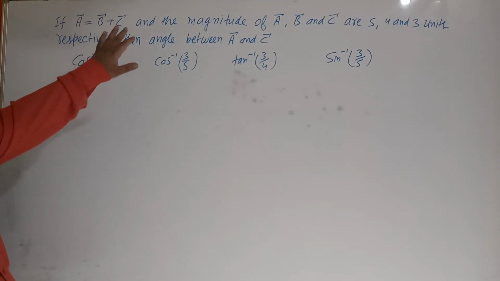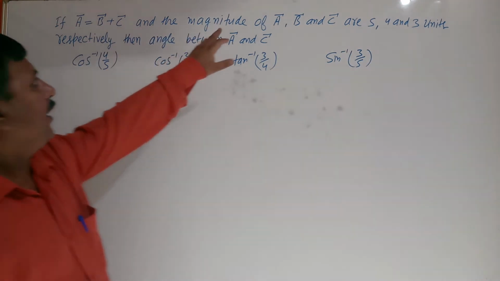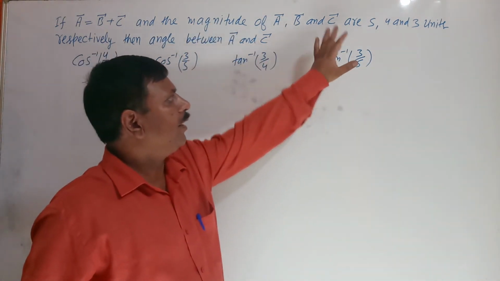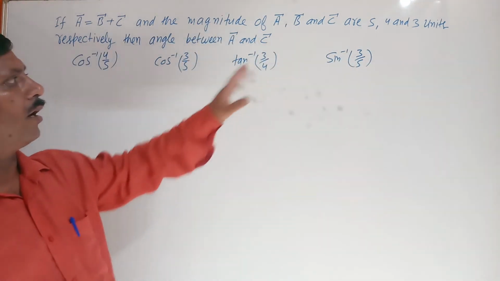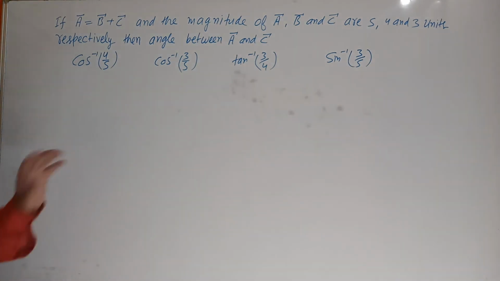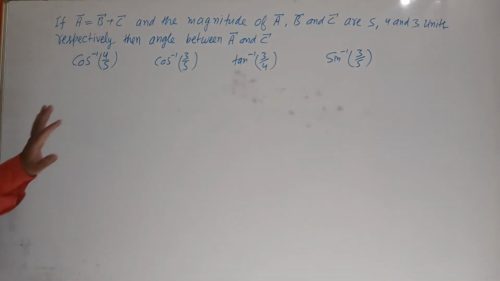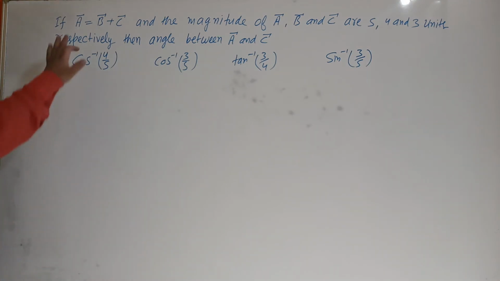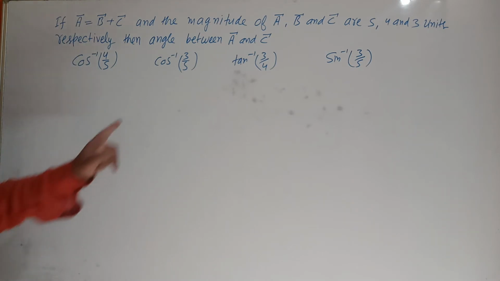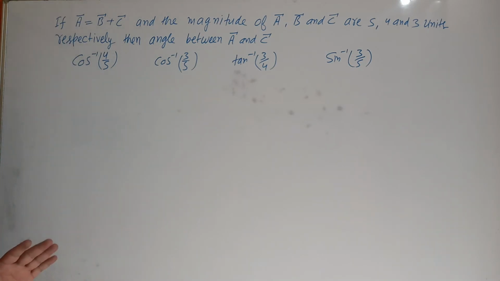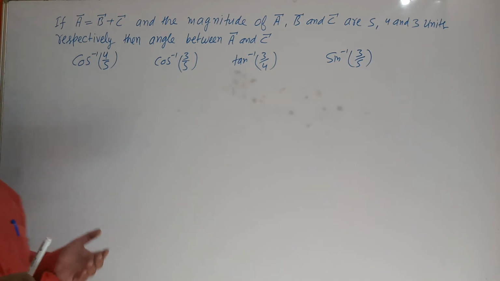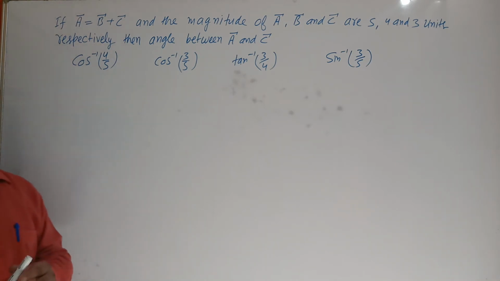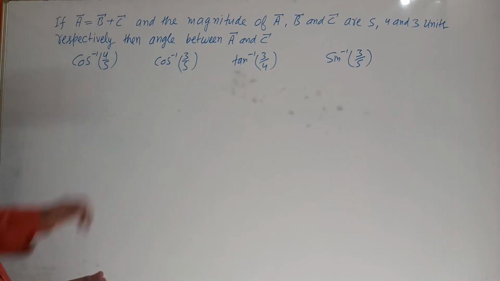If A is equal to B plus C and the magnitudes of A, B, C are 5, 4 and 3 units respectively, then find the angle between A and C. See, one question is there. A is equal to B plus C they have given, and the magnitudes of A, B, C they have given. They are asking about the angle between A and C. So see how we are solving these problems.